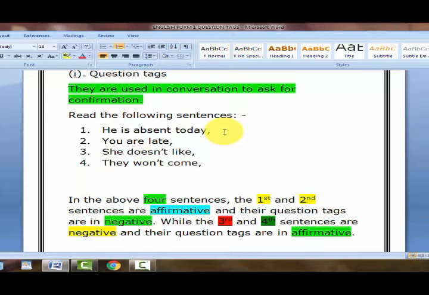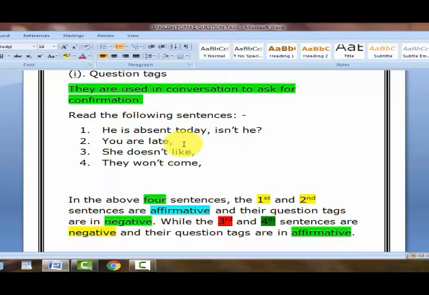When a sentence is affirmative, whereby it's not negative, you're supposed to answer in a negative way. Take this one: he is absent today. This one is positive. We have been given the verb to be, is, so there's no need of looking for another verb. You just say isn't, in short, and your subject there is he. Then you put a question mark.